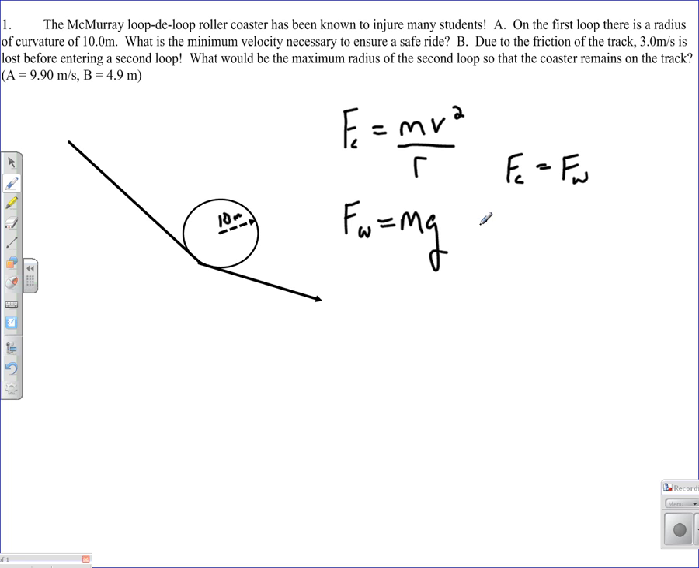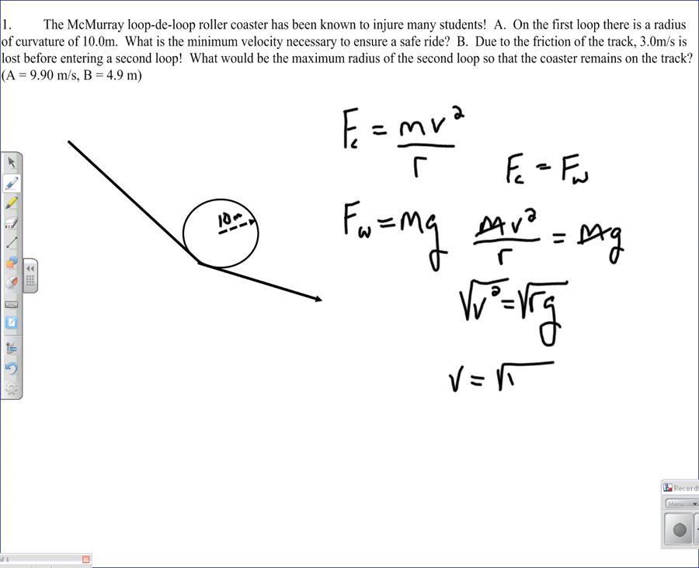And then we can say, well then, mv squared over r should equal mg. And then you ask yourself, what's up with the m's? Well, they can cancel. That's excellent. And as part of A, it's asking for the minimum velocity. So we multiply both sides by r, and that'll get us v squared equals rg. And then we can take the square root of both sides, and we end up with a working equation that says v equals the square root of rg.